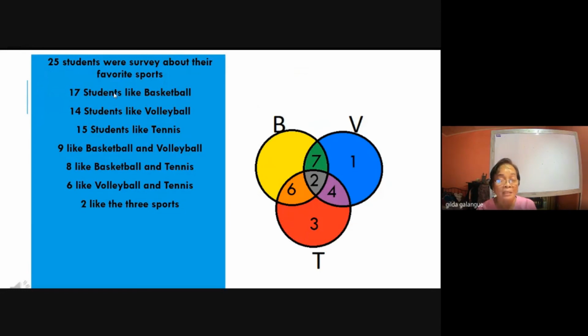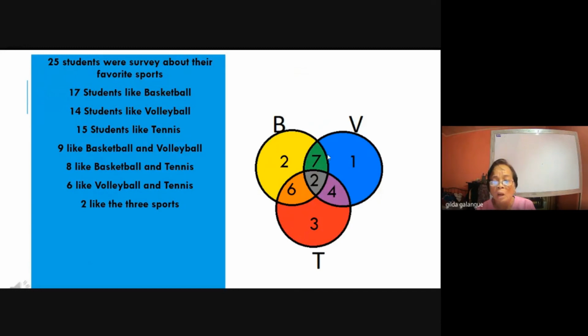Now we have 17 students like basketball. 7 plus 2 is 9. 9 plus 6 is 15. We have 17 students. This is already 15. What is missing to 15 to make it 17? The answer is 2. Now, going back to the given, we have 25 students were surveyed about their favorite sport.